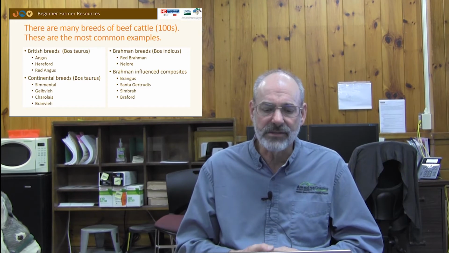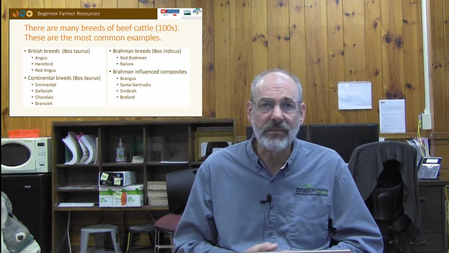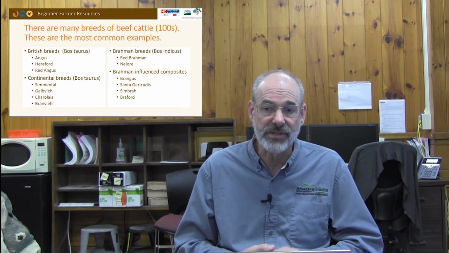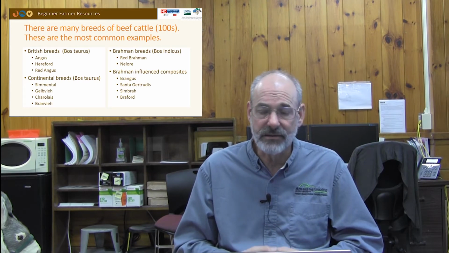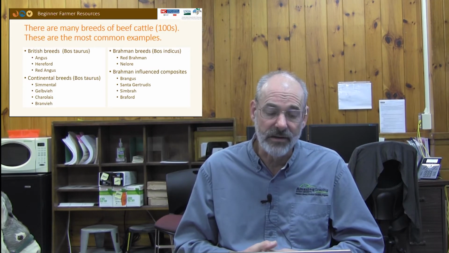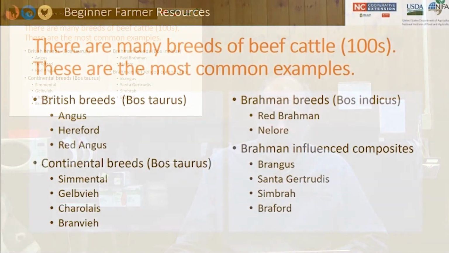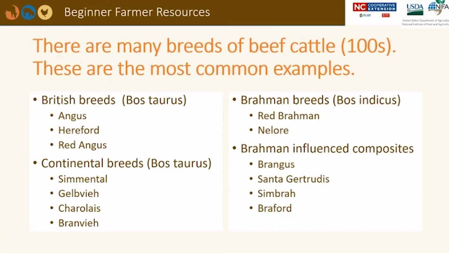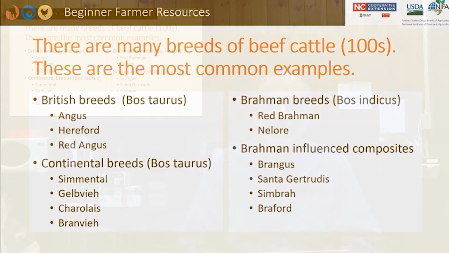So there's all of these synthetics that have some of the good characteristics of the Brahman, which is heat tolerance and insect and disease tolerance, while having the good characteristics of the British or continental breed for the meat quality. So as you try to decide what you're going to do, what you're going to encounter, and go out and look and talk to people, you'll find that most people have Angus.